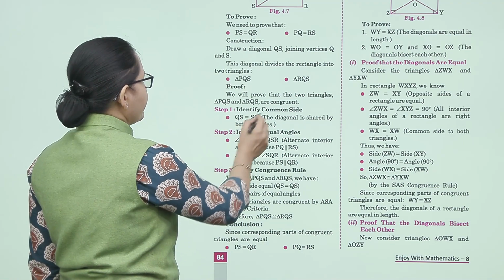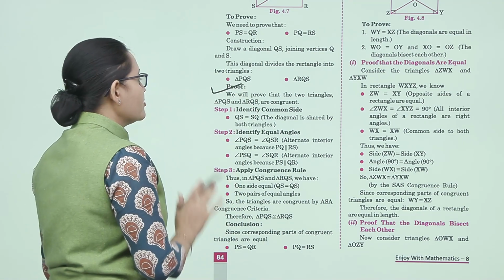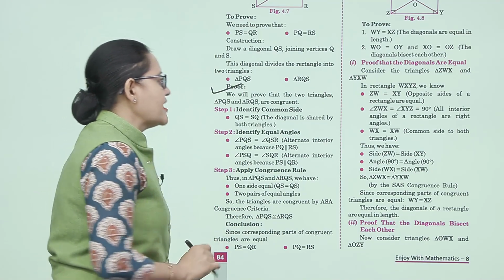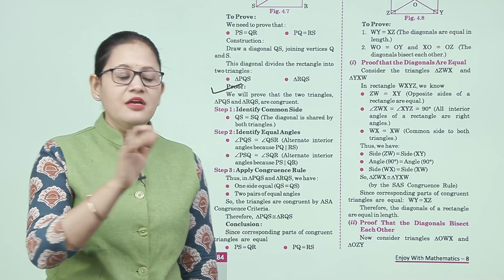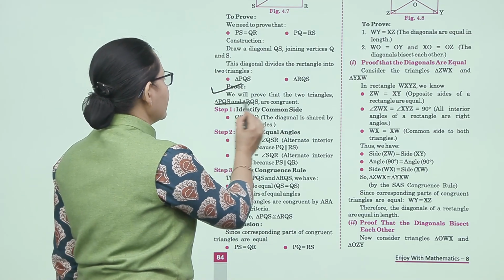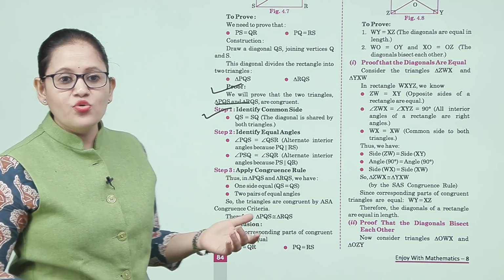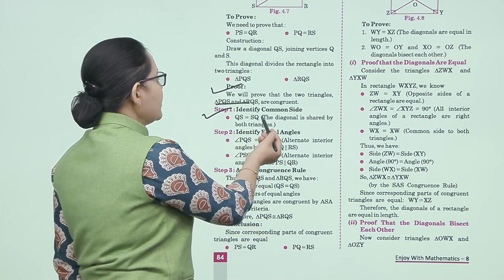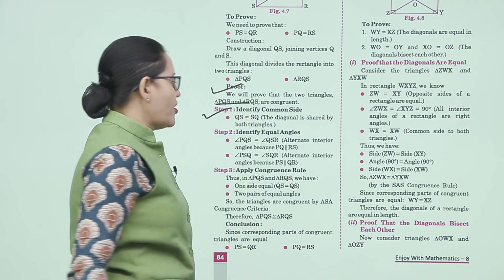Now, we will prove that the two triangles PQS and RQS are congruent. Step 1, identify the common side. The common side is QS, which is equal to SQ, the diagonal shared by both triangles. This is the common line.